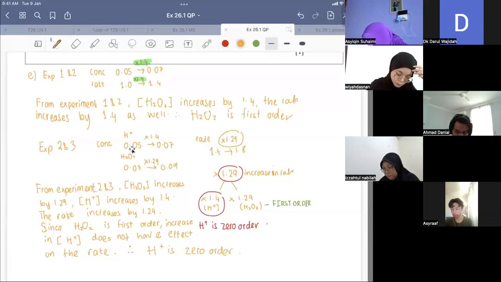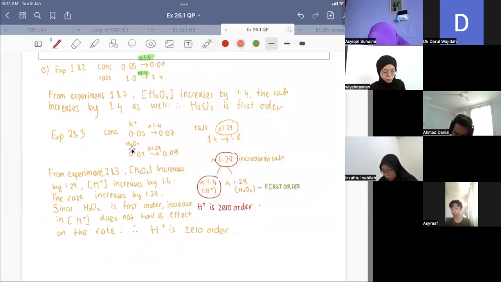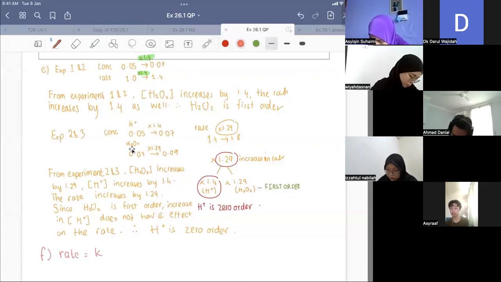When you're done, please let me know. And then we will just do the last bit of this question where it wants you to, from your results, deduce which of the three steps is the slowest step. Okay. So that means we use our order for I minus, H2O2, and H plus. Okay. So part F. Part F, I will just write down the rate equation. Since I know all their orders already, iodide just now was first order, H2O2 is first order, and H plus is zero order. So H plus doesn't appear in the equation.